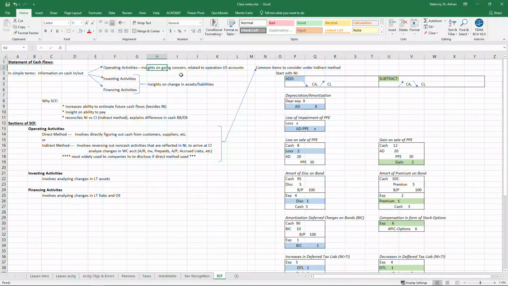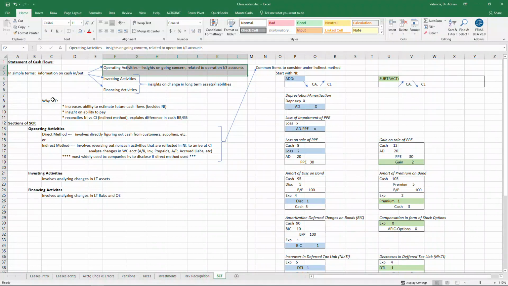And the other two categories, investing and financing, will give us insights into the change in assets and liabilities, the long-term assets, long-term liabilities. Okay, so let me include that in here. Whereas the operating activities is mostly focused on your working capital accounts or your short-term assets and short-term liabilities.